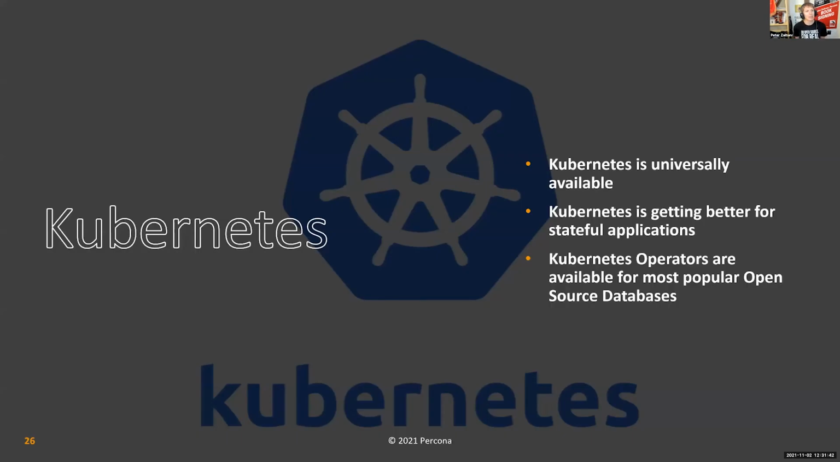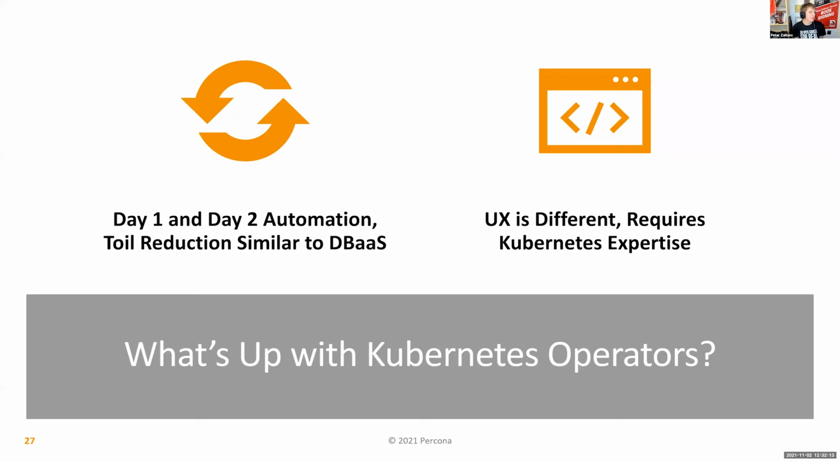I think another big innovation happening right now, which is important, is Kubernetes, which is an API that became universally available on private and public cloud. And it's getting better and better for managing stateful applications. With that, you can see that Kubernetes operators are available for many open source databases, analytical and not. Why are Kubernetes operators important? Because they can help a lot with day one and day two automation to reduce waste and toil, similar to a database as a service.